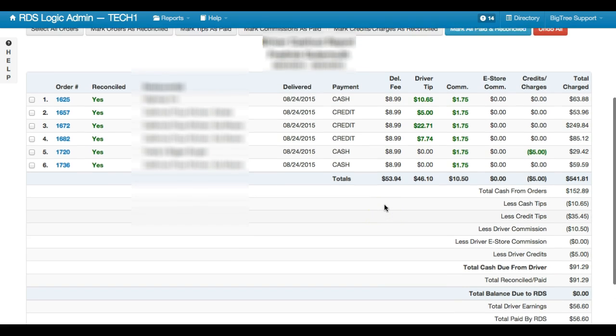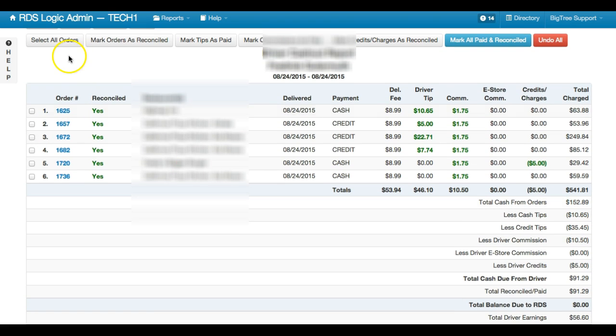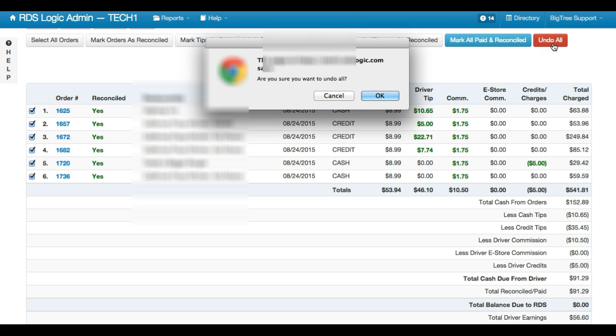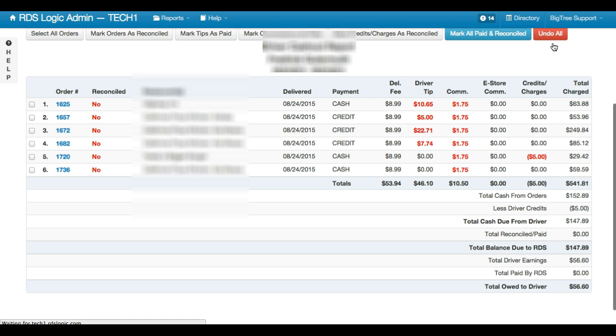So then the last thing I just want to show you all real quick before I get into some details is you can select all orders, and let's say you're not sure if this was correct and you want to start all over, you can undo all. It's going to make sure. Yes, and now you'll see it's gone back to nothing's been done. So now let's go a little more into detail.